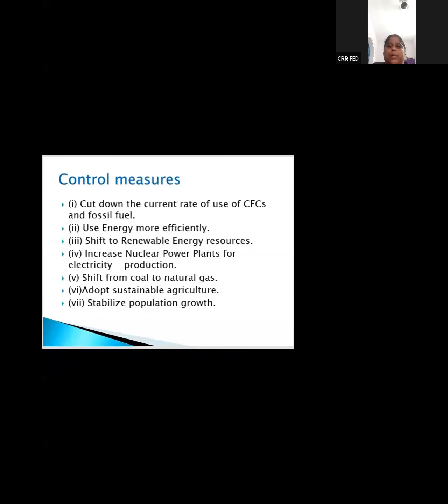Next, increase nuclear power plants for electricity production. So nuclear power plants are also effective. They are also releasing radiations which are affecting us.